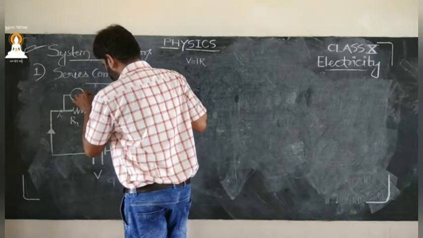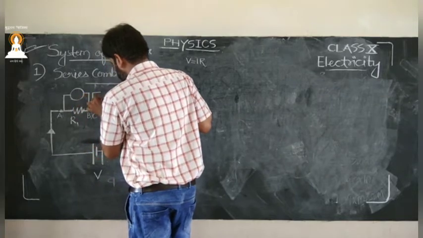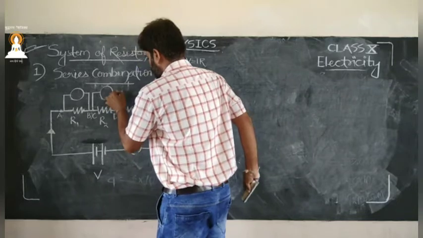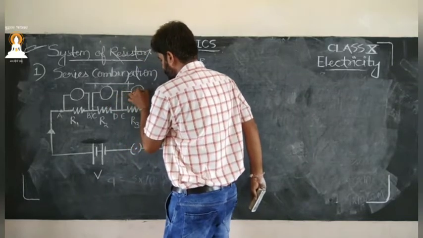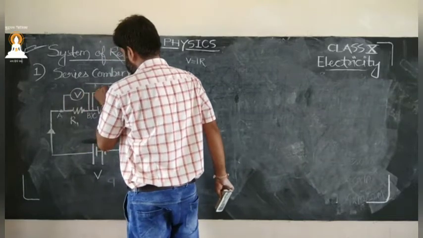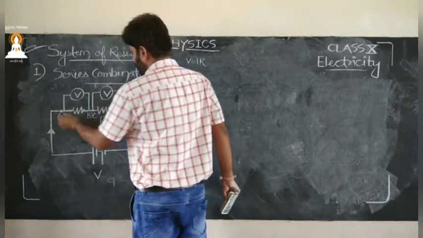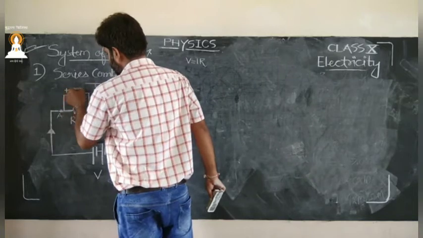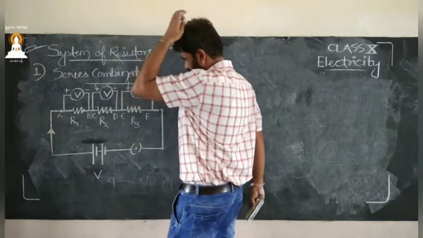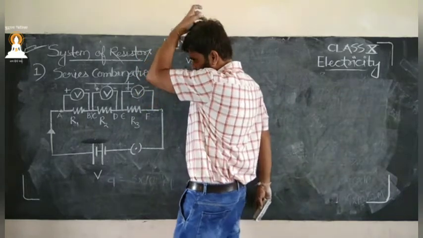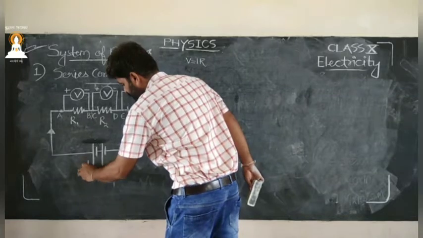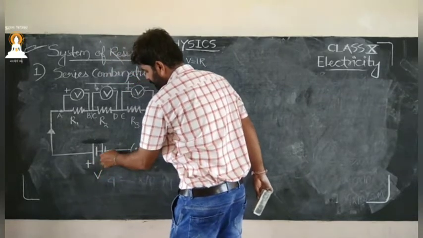Suppose I put a voltmeter here, another voltmeter here, and another voltmeter here. These are the 3 voltmeters which I have connected. This is 1, secondly, and thirdly. Now this is plus, minus, plus, minus, plus, minus. See, listen. Here, this is the positive terminal of the battery, and this is the negative terminal of the battery.